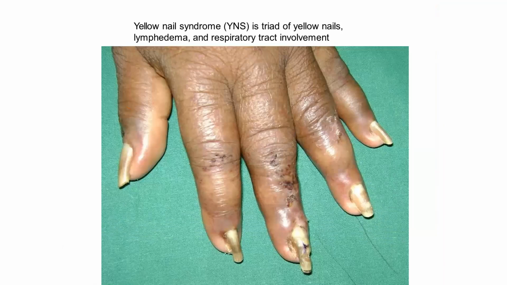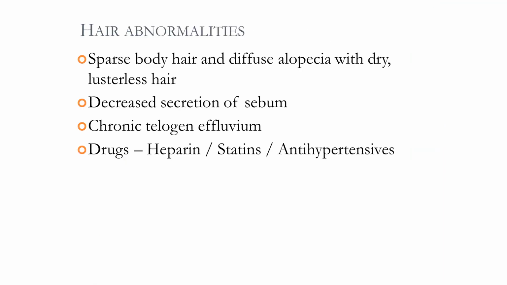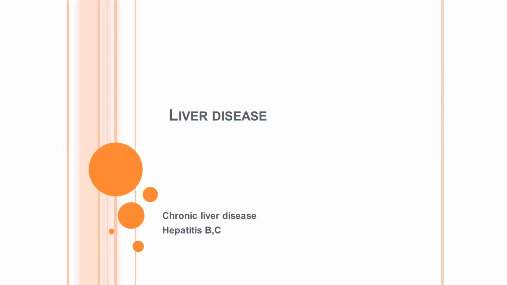Yellow nail syndrome is a triad of yellow nails, lymphedema, and respiratory tract infection. Hair abnormalities: sparse body hair, and diffuse alopecia with dry, lusterless hair. Decreased secretion of sebum, chronic telogen effluvium. Drugs like heparin, statins, and antihypertensives may also cause hair abnormalities.